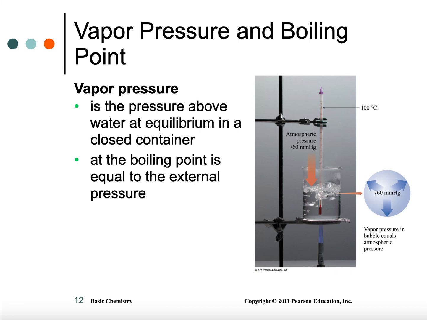Okay, vapor pressure. This is actually pretty cool. I could ask the question, when does something boil? And a lot of people say at a certain temperature, because water boils at 100 degrees Celsius. That's a definition. That's where we get Celsius. Freezing water is 0, boiling water is 100.